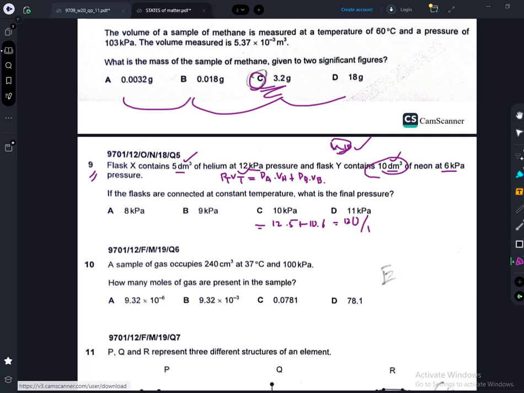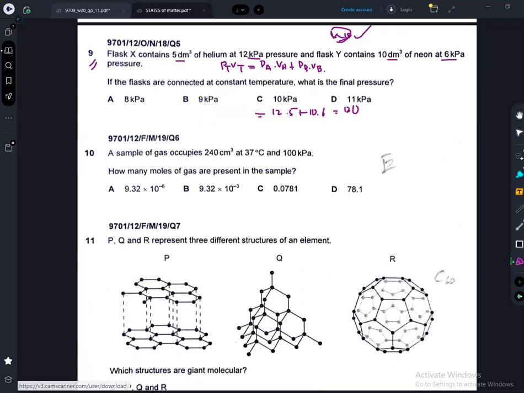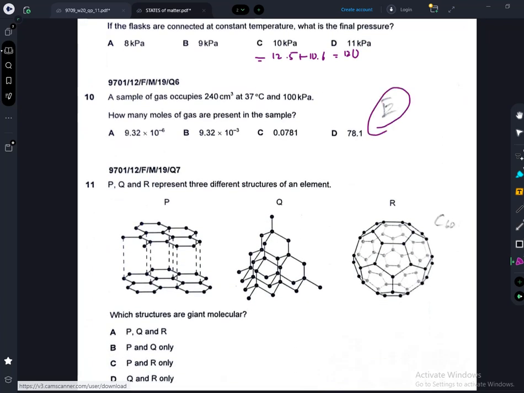Okay, now the 10th MCQ, it's very easy, so I'm not doing this. But be careful of one thing again: you have to convert centimeter cube into decimeter cube, because it is 0.24 decimeter cube for kilopascal. So KID is satisfied. You have the temperature, you know the general gas constant, you are going to calculate the moles of gas. This is a very easy question.